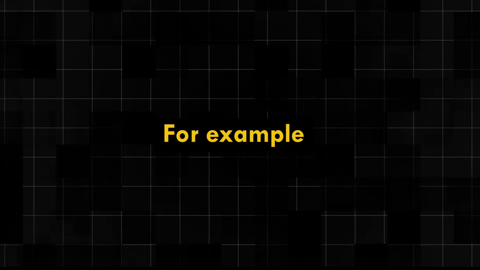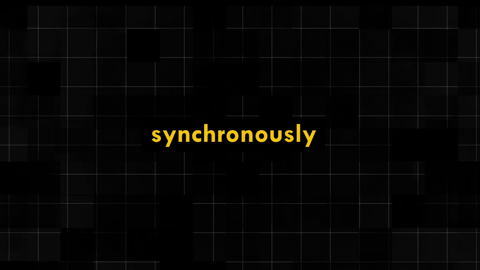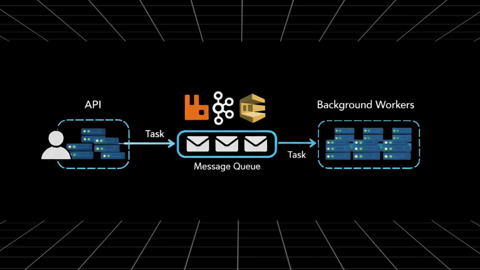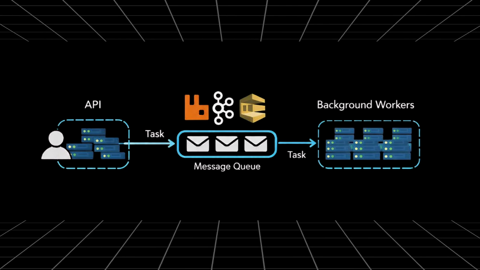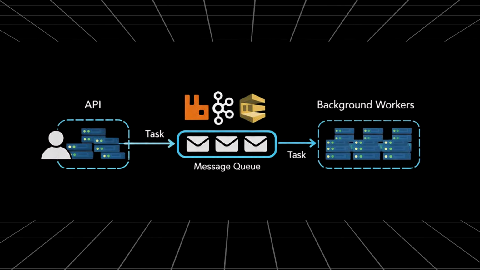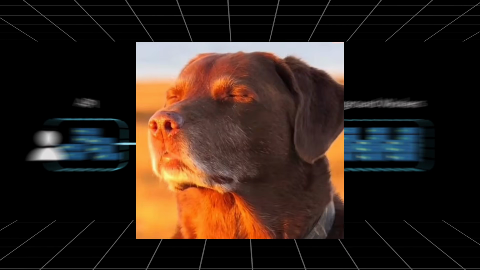Not everything needs to happen now. For example, sending emails, notifications, analytics events. Instead of doing everything synchronously, we use message queues like Kafka or RabbitMQ to offload these tasks. The application pushes a task to the queue and responds immediately to the user. Background workers process these tasks at their own pace and scale independently. This keeps APIs responsive even under heavy load.